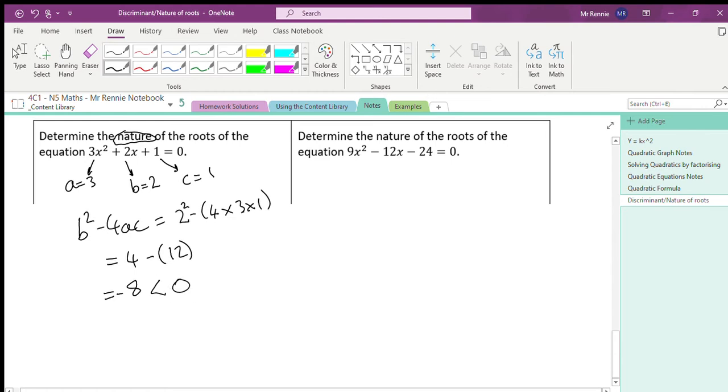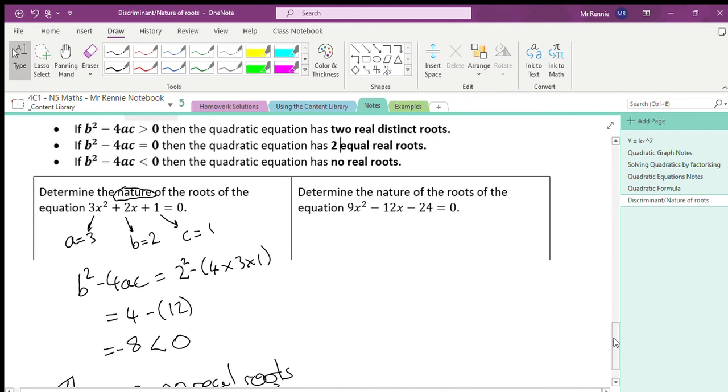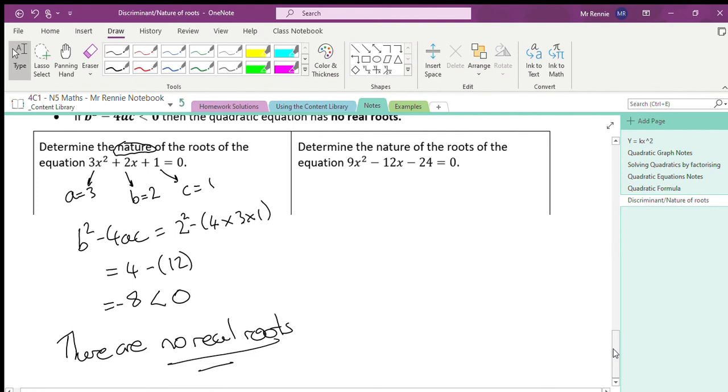So b squared minus 4ac gave me an answer that was less than 0. What I can say about this quadratic equation is that there are no real roots. Remember we use the word real. There are no real roots because our answer was less than 0. If I go back up here, you'll see the last bullet point tells me if it was less than 0, no real roots. So it's as simple as that regarding the working. There's not a lot of working involved. It's just asking you to use your answer to justify what type of roots we're going to get.